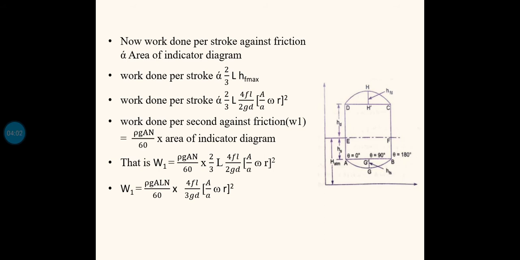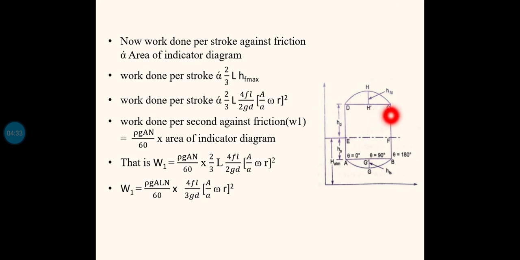So due to the frictional effect, what happens to the indicator diagram is that one parabolic area is added to it. HF max has this length as stroke length and this height as HF max. If you are talking about the delivery side, then it is HFD max. On the suction side, we will have this length as HFS max.